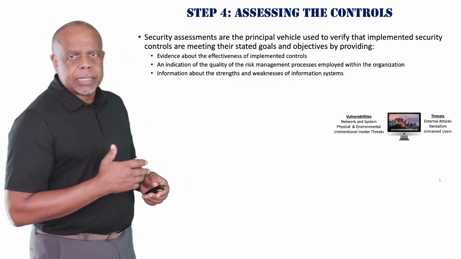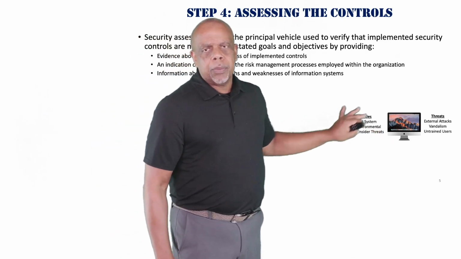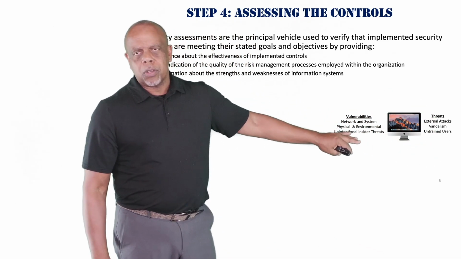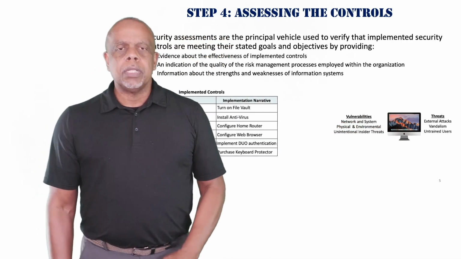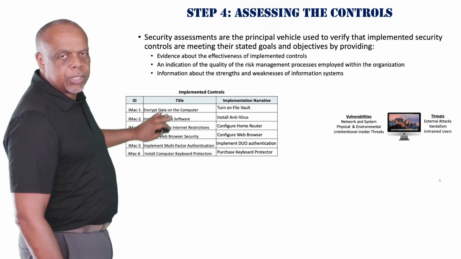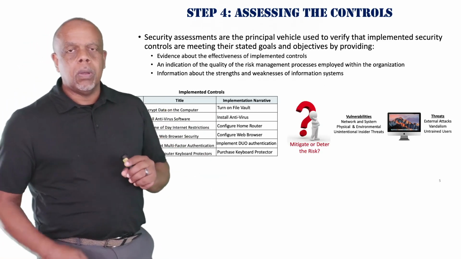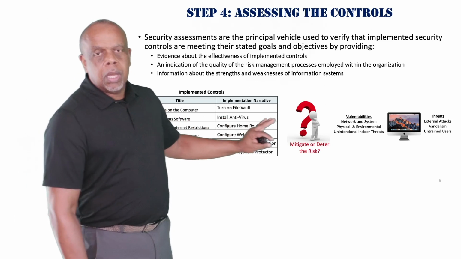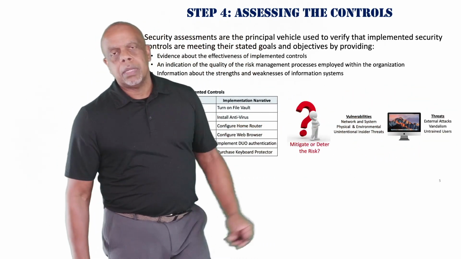So when we look at assessing controls, here again, we start with that information system. This is my parents' computer. Like I said, we've seen this, right? It has vulnerabilities, and there are threats that are trying to exploit those vulnerabilities. We've implemented a set of controls, a set of 6 controls that's been implemented. So how do we know that these controls will mitigate or deter the risk? How do we know that?